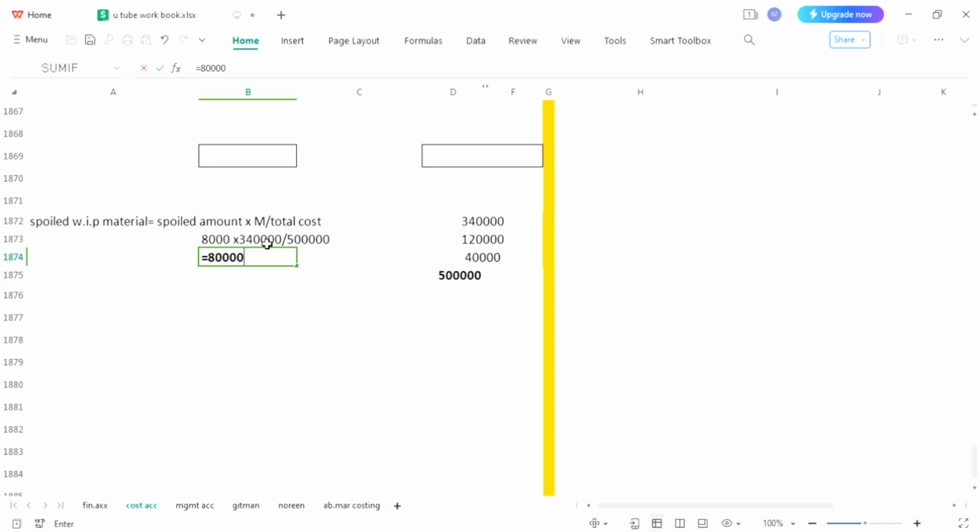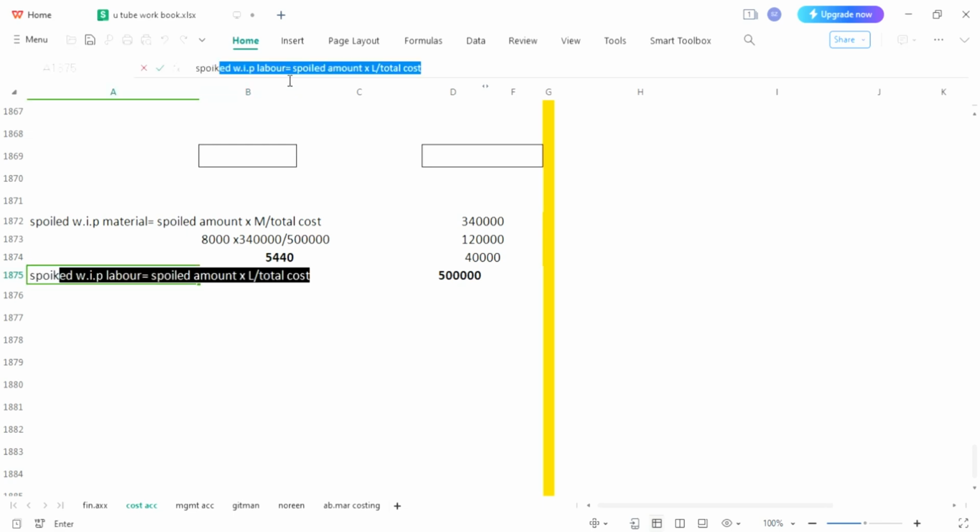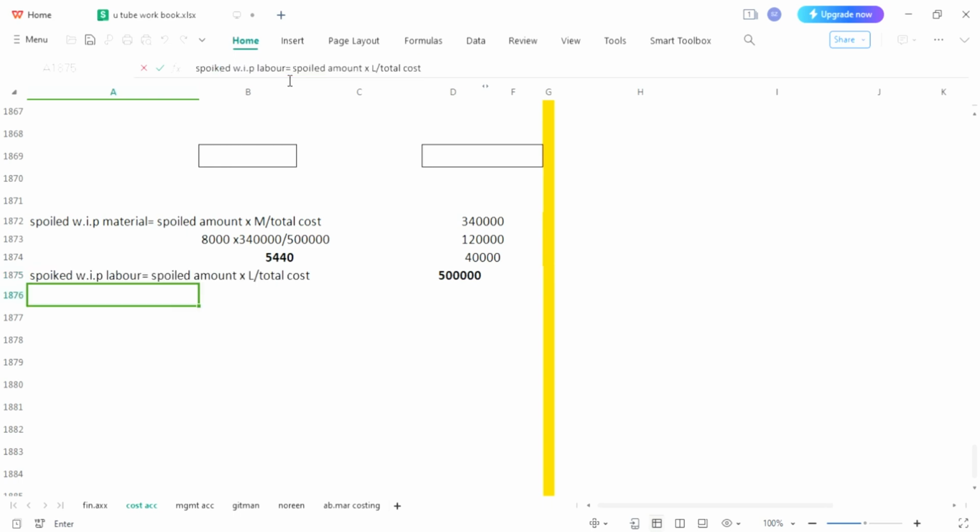8,000 multiply by 3,40,000 and divided by 5 lakh. Okay, so we have our amount for spoiled goods. Let it be checked again. 8,000, 340,000 and 5 lakh. First amount has arrived. Then you will calculate your spoiled work in process for labor.